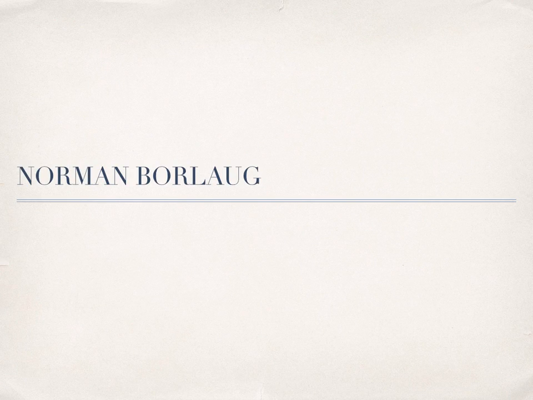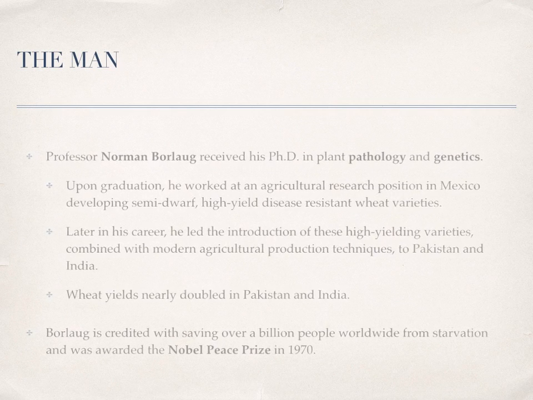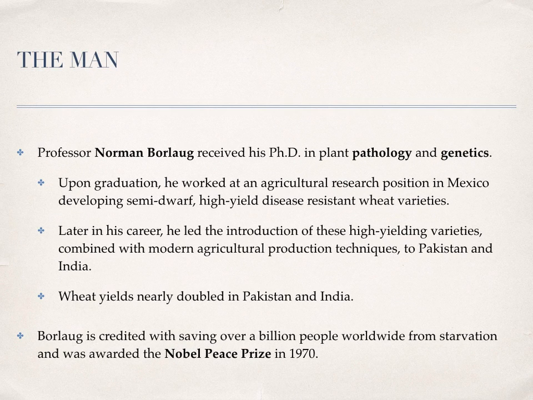Norman Borlaug. The man. Professor Norman Borlaug received his PhD in plant pathology and genetics. When he graduated, he went to work in Mexico. He got an agricultural research position. While he was there, he developed these semi-dwarf, high-yield, disease-resistant wheat varieties.